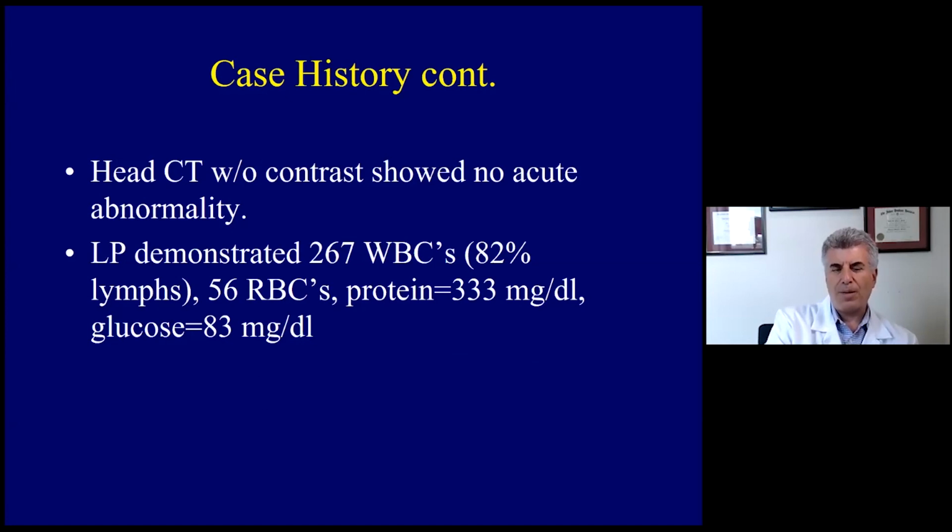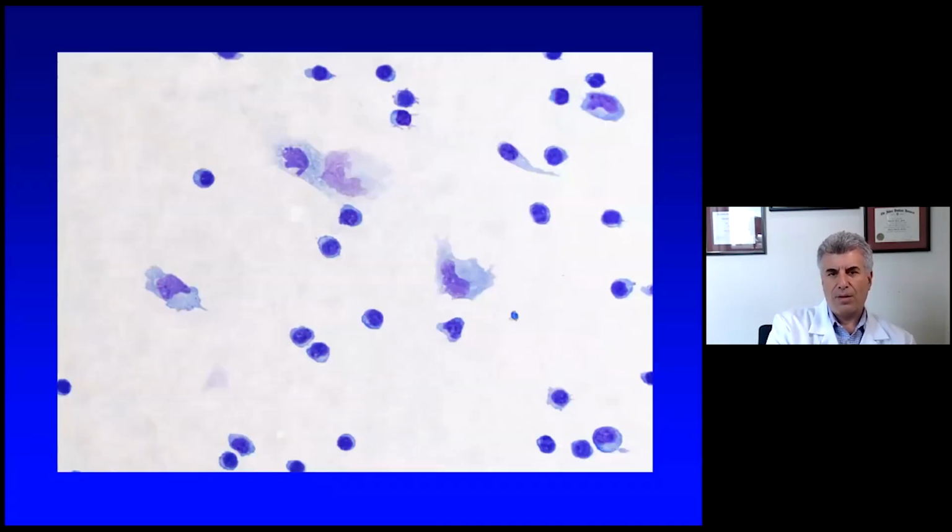And you can see his LP. There's 267 white cells, roughly 80% lymphocytes, 56 red blood cells. The protein's elevated at 333, and the glucose is normal at 83. And here's an example of his CSF cytology. And you can see the lymphocytes on the differential, not surprising.